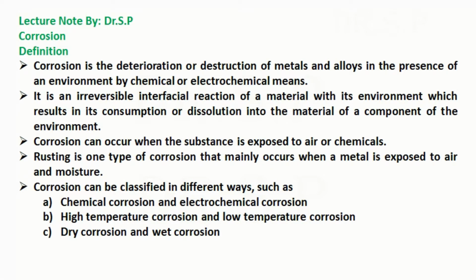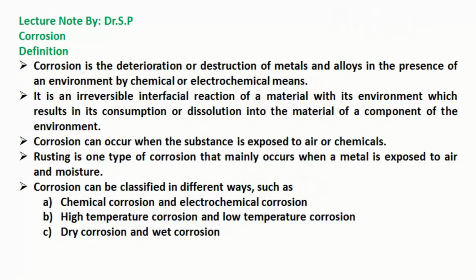Corrosion. Definition. Corrosion is the deterioration or destruction of metals and alloys in the presence of an environment by chemical or electrochemical means. It is an irreversible interfacial reaction of a material with its environment which results in its consumption or dissolution into the material of a component of the environment. Corrosion can occur when the substance is exposed to air or chemicals.